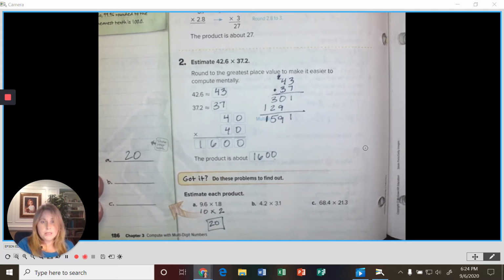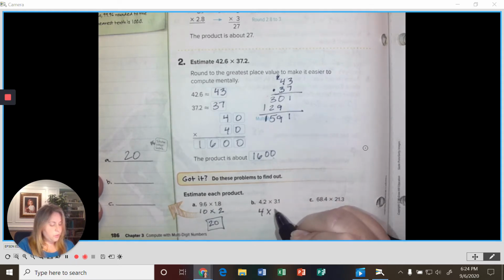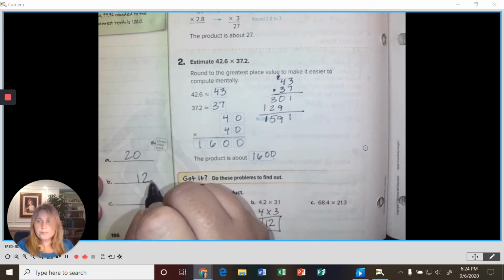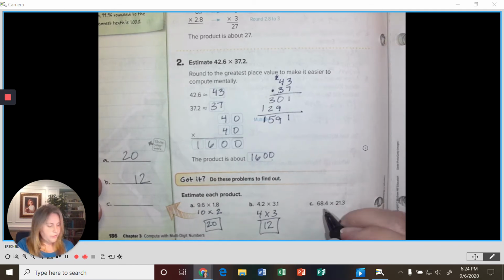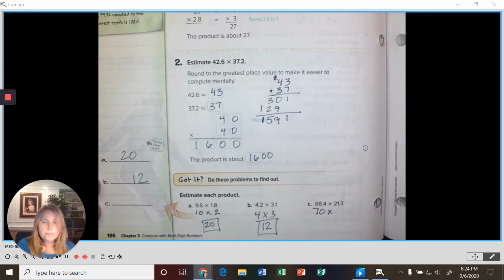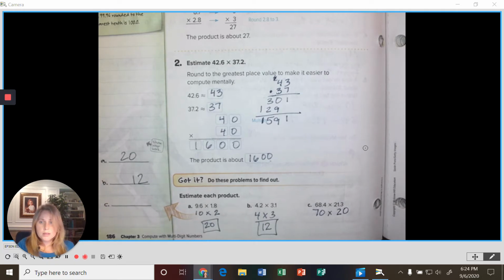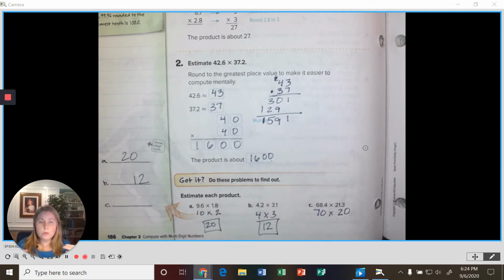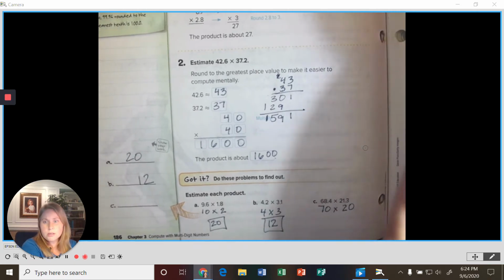And then B, 4.2 times 3.1, we'll round these to 4 times 3, so approximately 12. And then 68.4 times 21.3, so we'll round the 68.4 up to 70. And then the 21.3, we'll round it down to 20. And then instead of doing 70 times 20, where we would need to break out a calculator, I'm going to regroup my numbers so I can do this in my head.